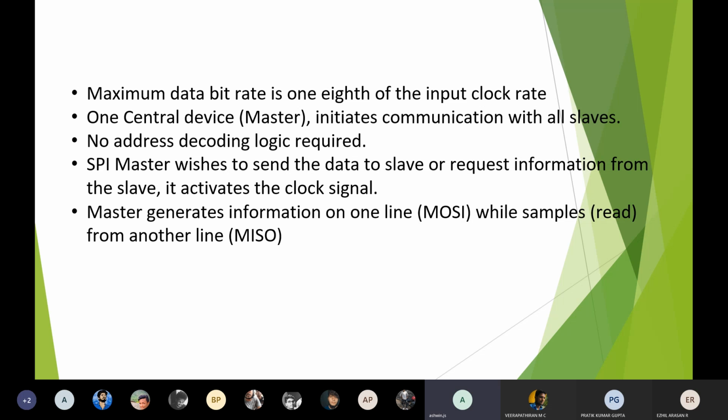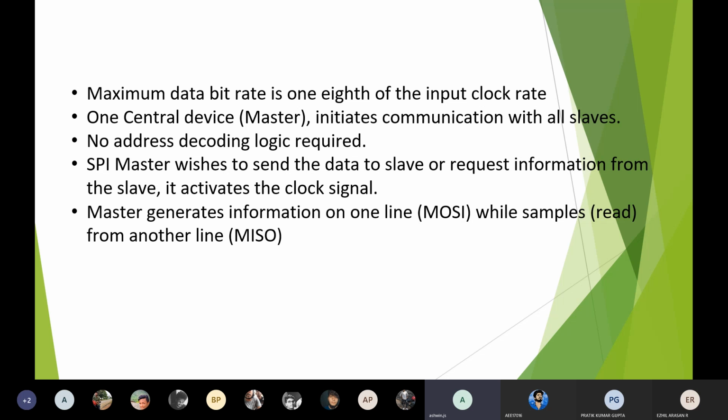And if the master wants to send the data, it will send using the clock pulse. The clock pulse will make the slave active. And suppose it wants to acquire any information, an acknowledgement from the slave, it will make the slave send the data, so that the slave will send the data and the master will receive the data. And here two pins are available: one is master output slave input, and the other is master input slave output. So these are the two pins available.